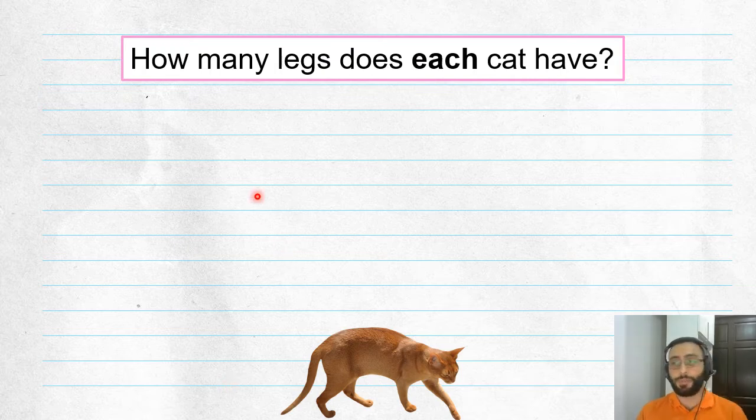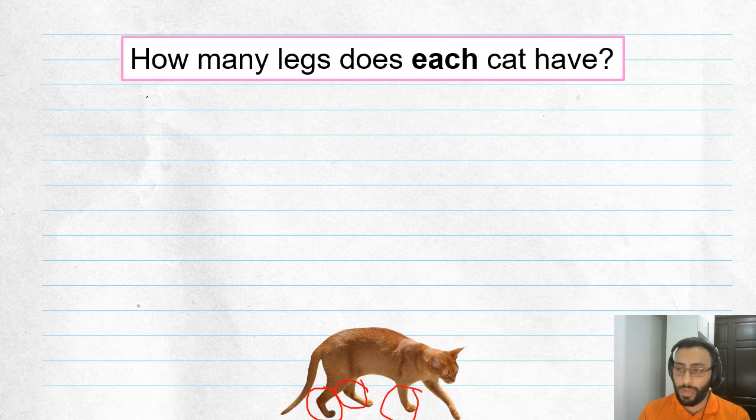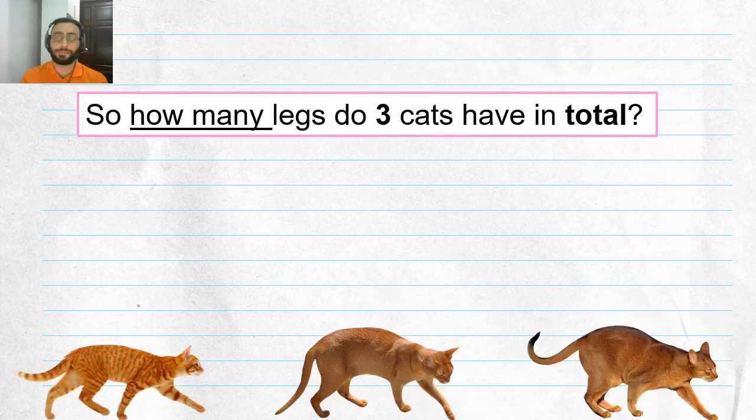I have a question for you. How many legs does each cat have? How many legs? 1, 2, 3, 4, right? It has 4 legs. Now, my question is, how many legs do 3 cats have in total? So we have 3 cats now. 1, 2, 3. Each cat has how many legs? 4, 4, and 4.